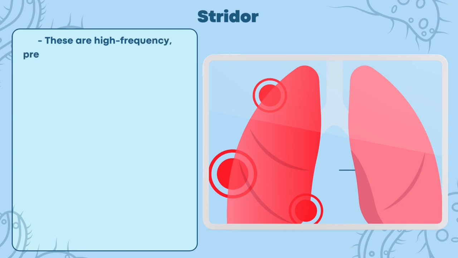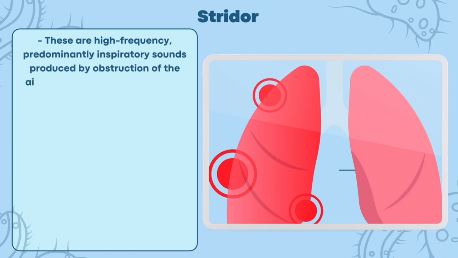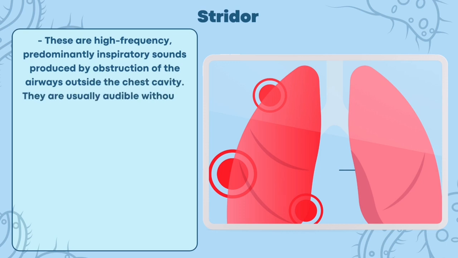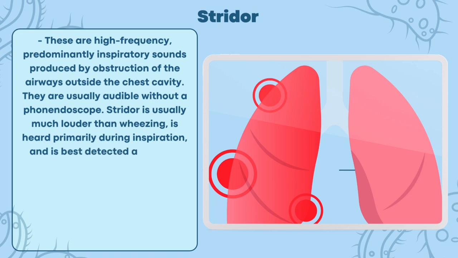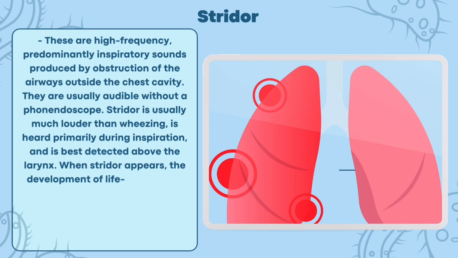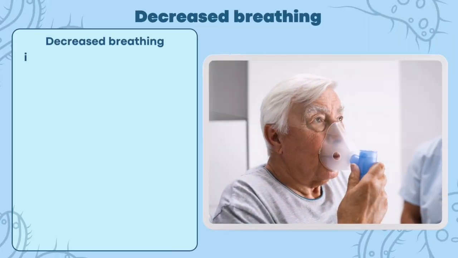Stridor. These are high-frequency, predominantly inspiratory sounds produced by obstruction of the airways outside the chest cavity. They are usually audible without a phonendoscope. Stridor is usually much louder than wheezing, is heard primarily during inspiration, and is best detected above the larynx. When stridor appears, the development of life-threatening upper airway obstruction shall be suspected.